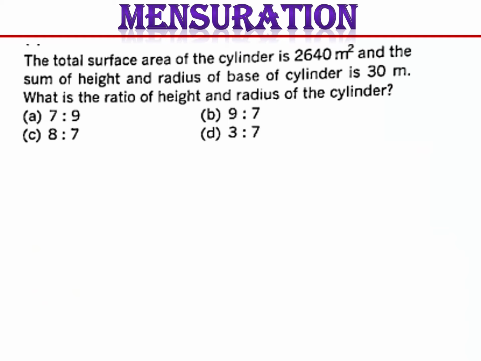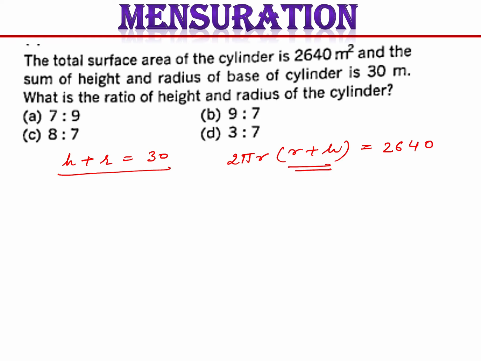So we have the next question. The surface area of a cylinder is 2640. That is the total surface area. Sum of the height and the radius is 30. Now the surface area of a cylinder is 2 pi r (r plus h). This comes out to be 2640.